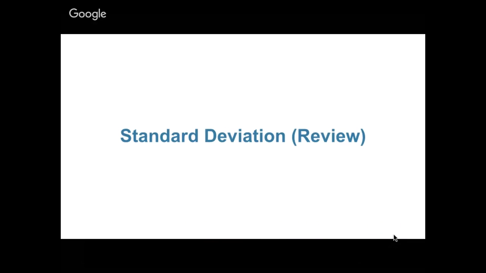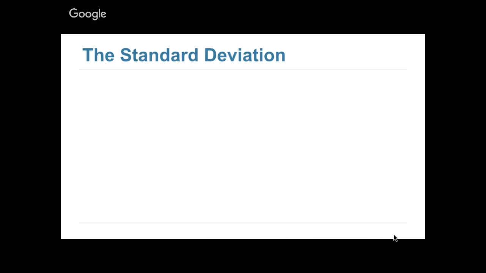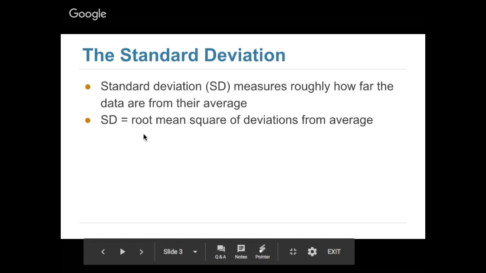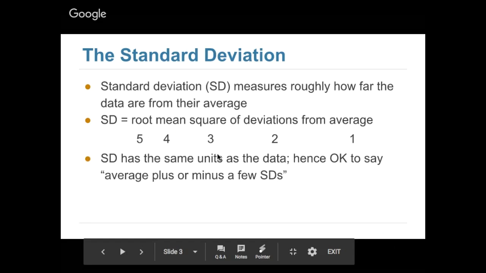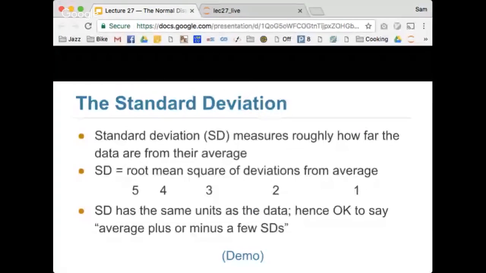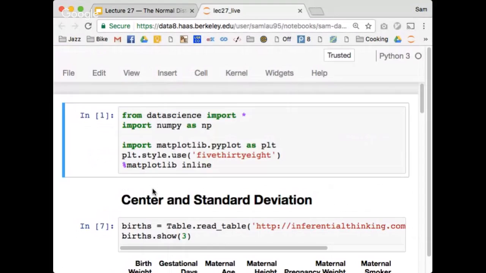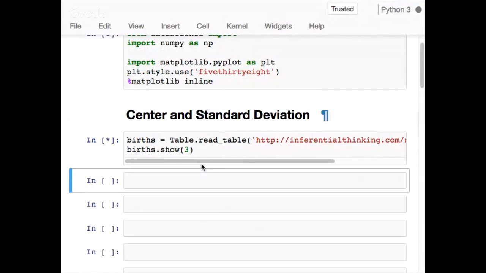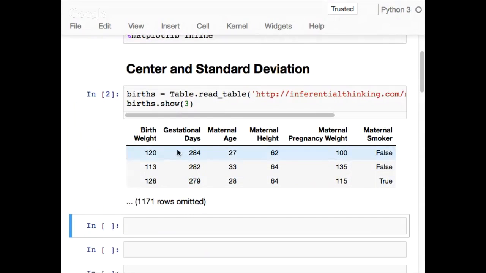Okay, so let's quickly recap. Basically, what we're doing in standard deviation is this measurement of root mean square of deviations from the average. And the standard deviation has the same units as the data. What I'm going to do now is, instead of using a fake data set on how many eggs I have in my fridge, which I just made up, I'm going to use this data set, which should be pretty familiar to you at this point, on baby weights.